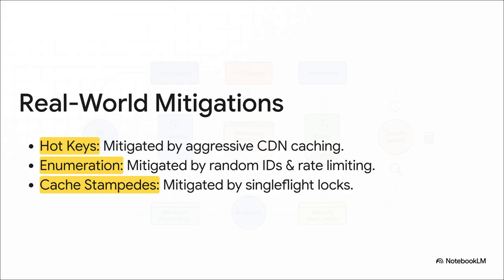And for more complex problems like a cache stampede, where thousands of requests hit the database at once when a cache key expires, we use techniques like single flight locks to ensure only one request actually goes through to refresh the data. Every threat has a specific mitigation designed right in.